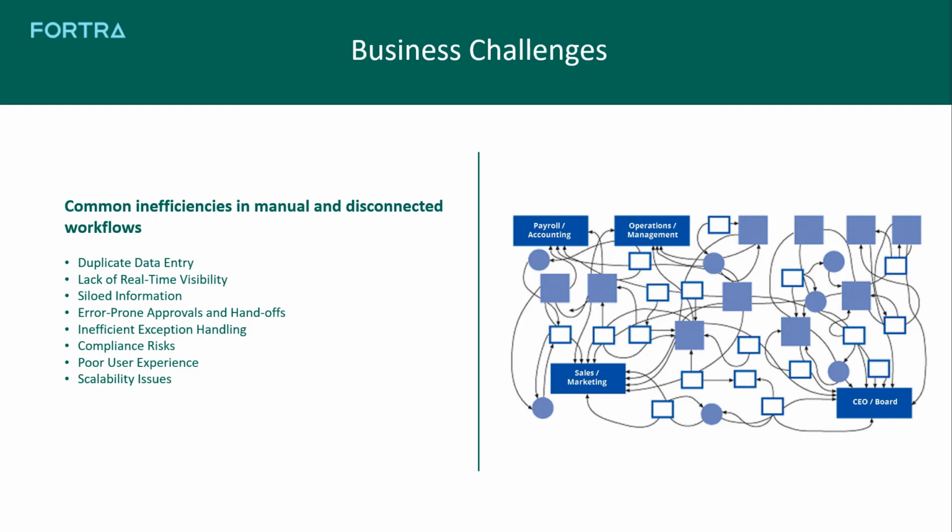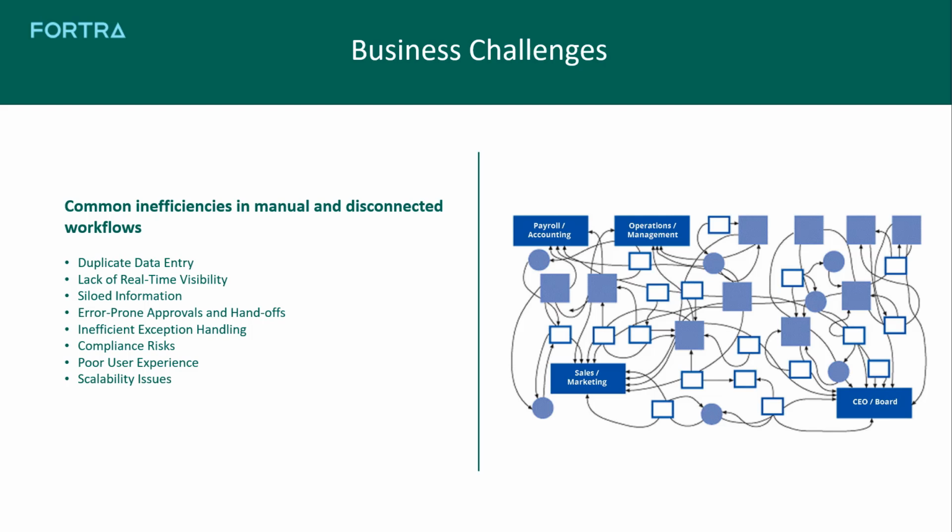Error-prone approvals and handoffs. Manually routing forms and documents that people are filling out can lead to lost items, missed approvals, or outdated versions being processed. That is a truly common scenario that we run into. Inefficient exception handling. Without workflow logic, exceptions must be managed by email, phone, or just manually walking them around.